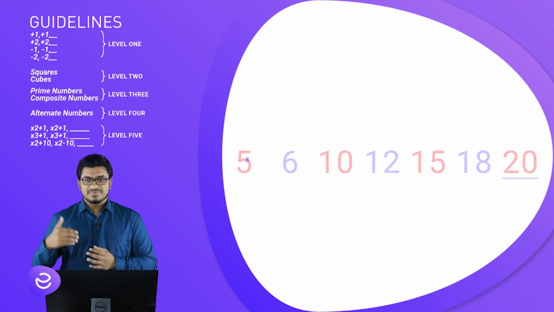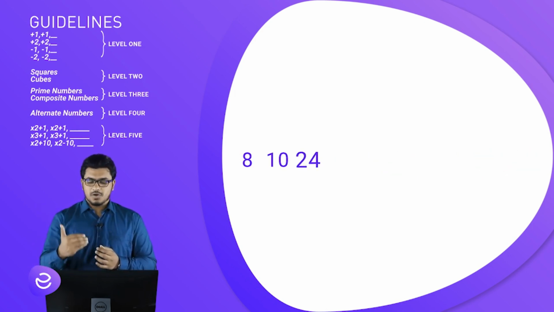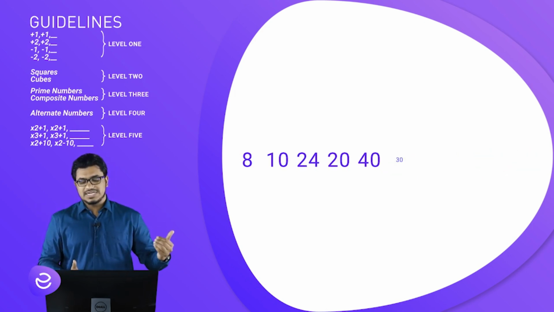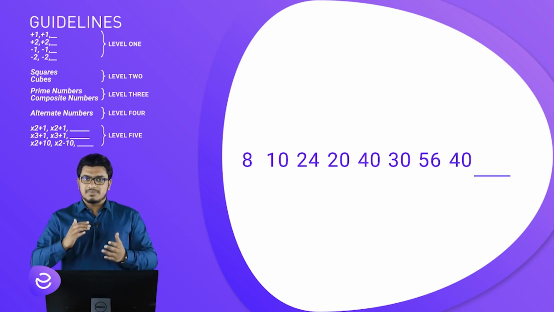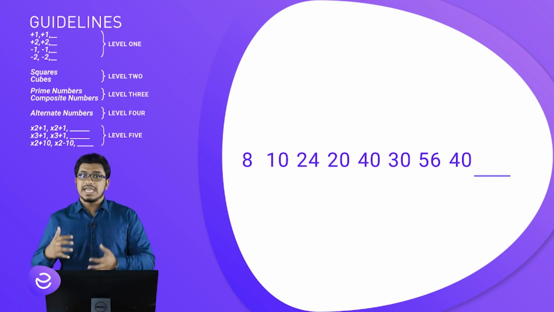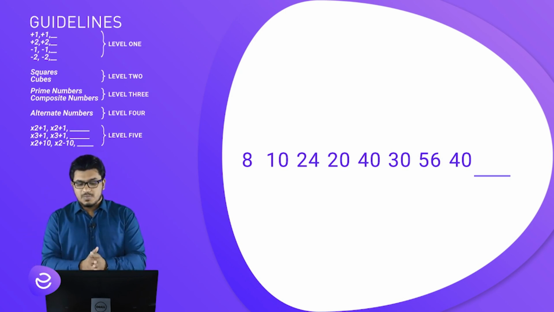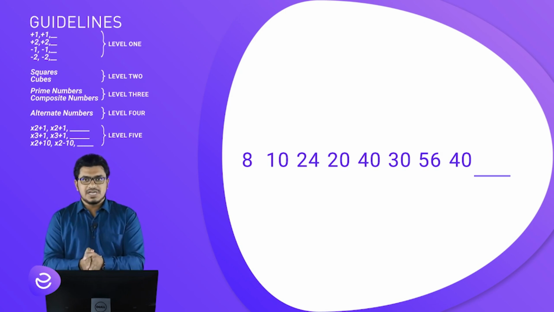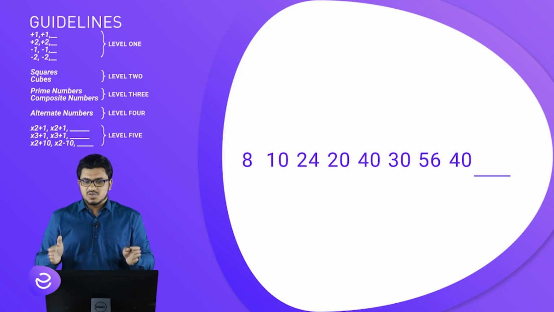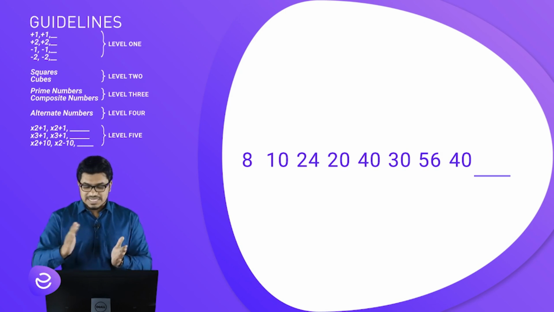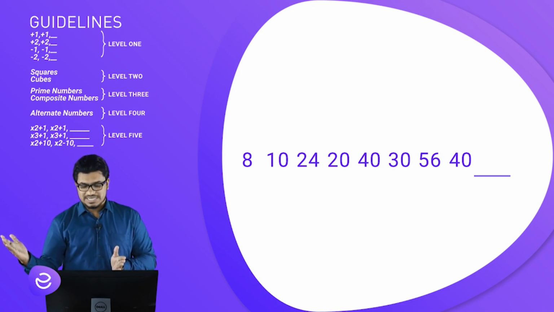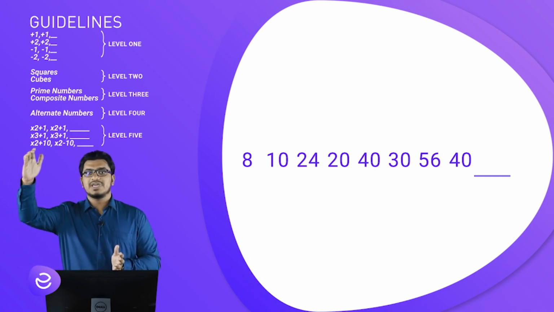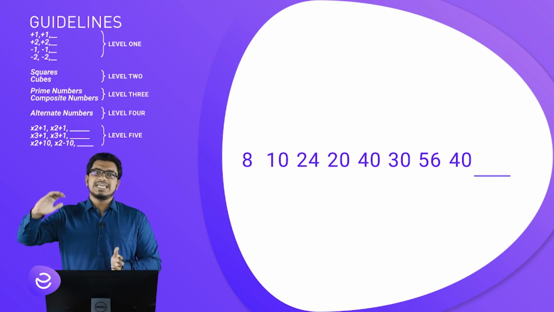Take another example, 8, 10, 24, 20, 40, 30, 56, 40, dash. We can see some numbers are increasing, some numbers are decreasing. In between there is a clash of numbers. We can't actually find a difference here. We can't find a square, a cube, a prime, a composite, nothing. As you can see, the numbers are increasing, 8, 10, 24. From there a decreasing number comes, 20. From there 40 comes, from there 30 comes. So there is a change in pattern.